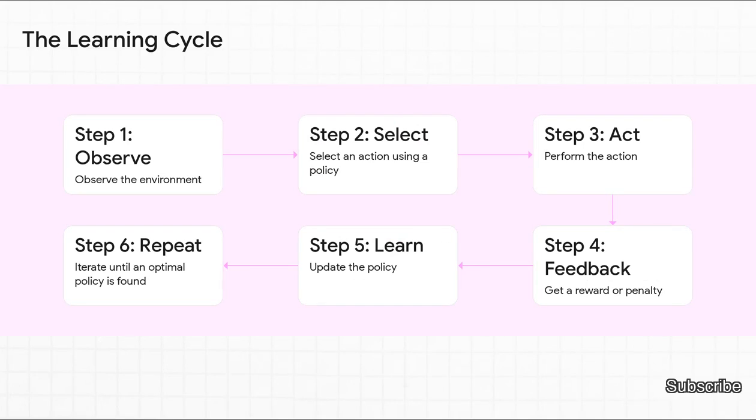The agent looks around, makes a choice based on its current strategy, and does something. Then it gets that feedback, the reward or penalty. And here's the most important part. It uses that feedback to tweak its strategy. And it just does this over and over and over, getting a tiny bit smarter each time until it finally figures out the best way to do its job.